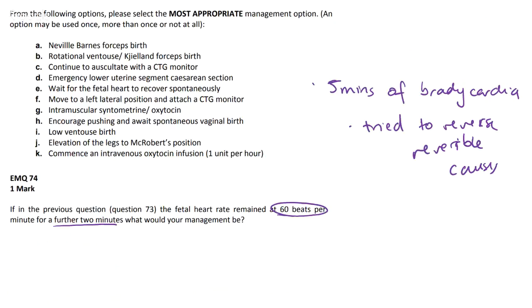So there's a few options here. We have Neville Barnes, we have rotational, we have a C-section, we have a ventouse, we have normal pushing, and oxytocin of 1 unit per hour. Okay. So what would you choose? Would you choose a Neville Barnes? No. Would you choose a Keelan's 4-step birth? Maybe. Maybe. Why do you say no?